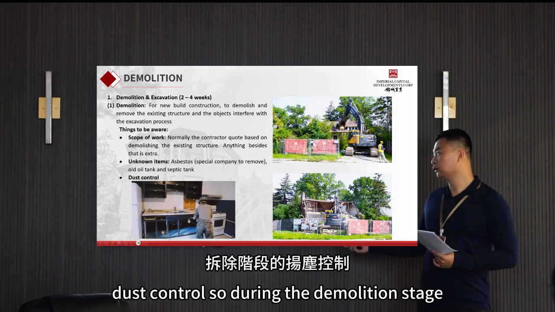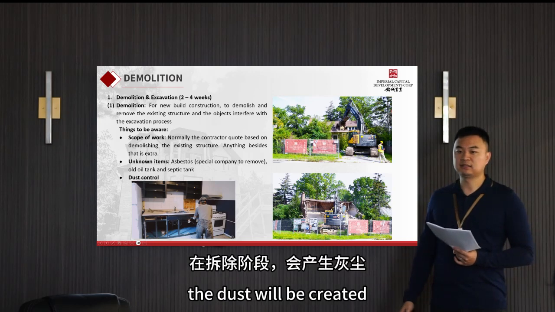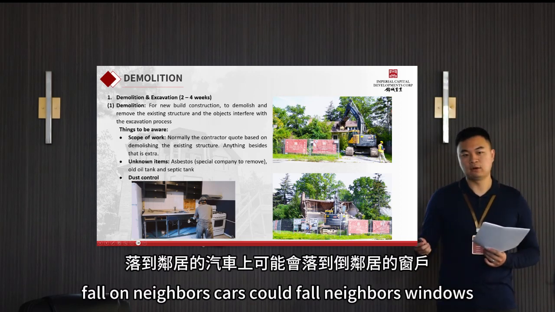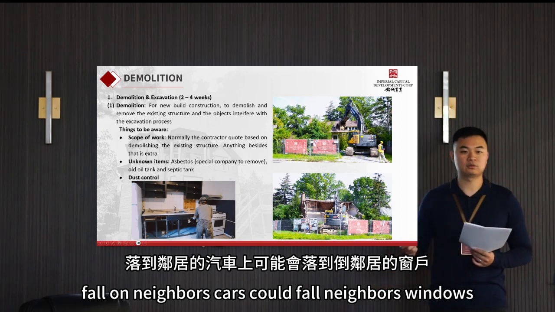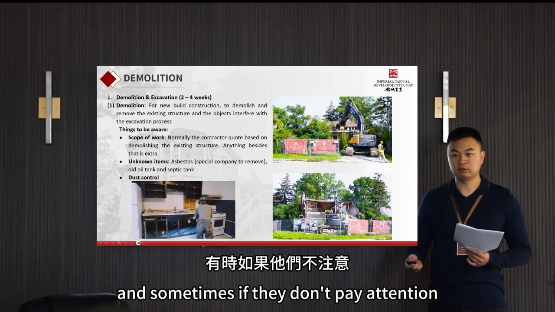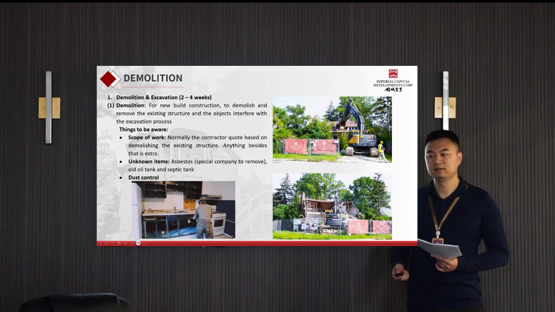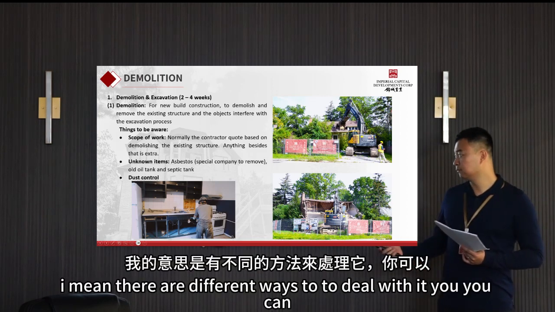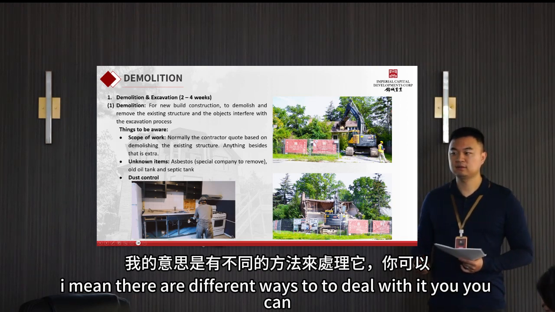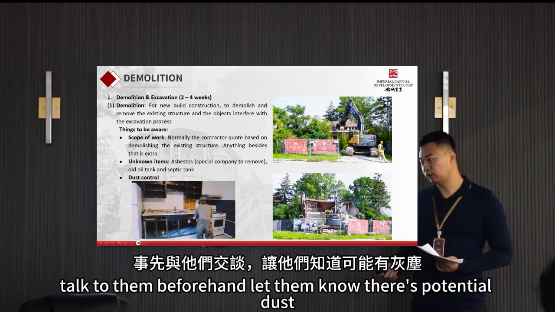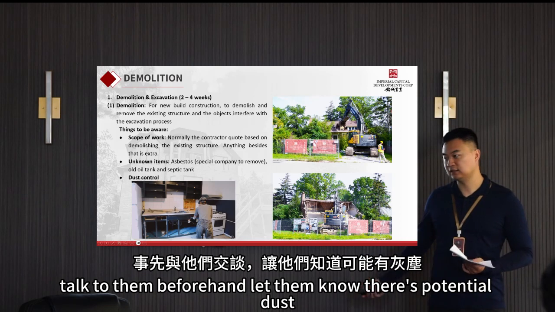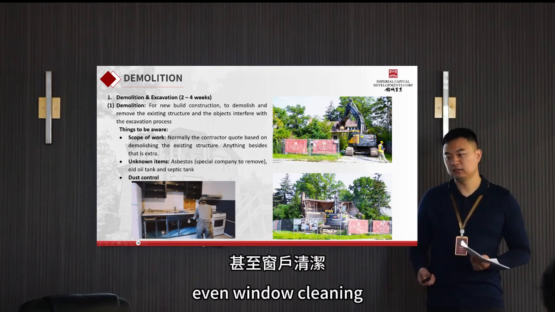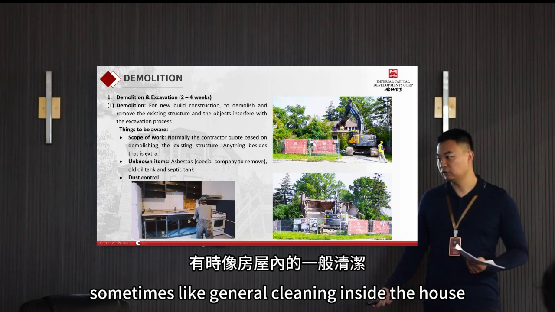Dust control. During the demolition stage, dust will be created. The dust could fall on the neighbors' cars, could fall on neighbors' windows, and sometimes if they don't pay attention and open their window, dust could get inside their house. There are different ways to deal with it. You can talk to them beforehand, let them know there's potential dust, and maybe offer them a free car wash, window cleaning, or sometimes general cleaning inside the house.